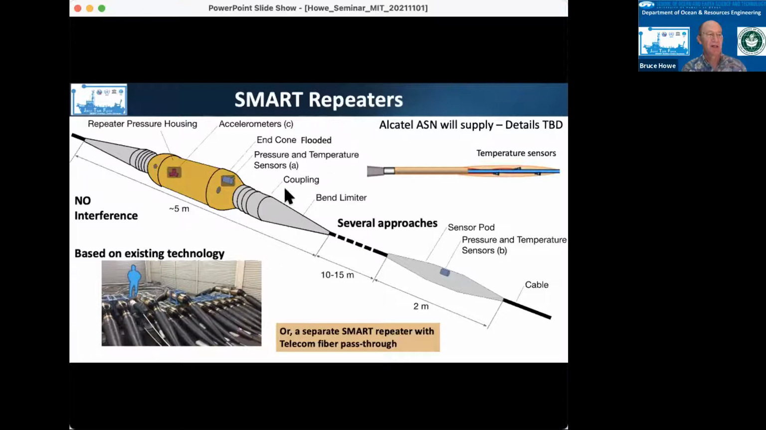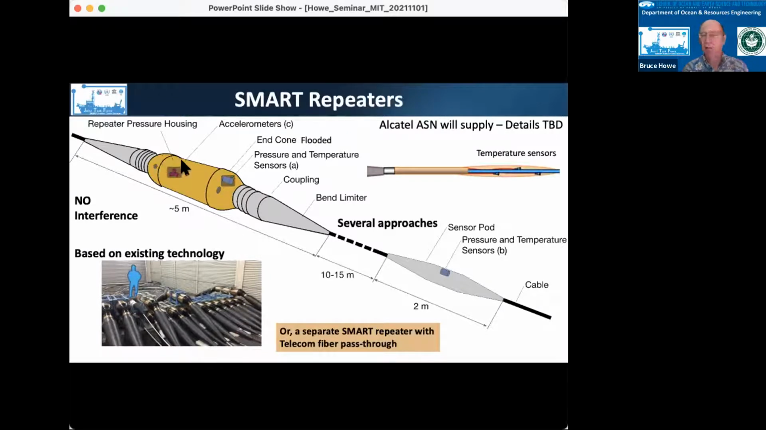So on the top left is a repeater body. You can see a whole bunch of them lined up. I think this was the Brazil to Angola cable system, all stacked up in a warehouse. So that gives a scale for what one of these repeaters is, about a foot diameter by a meter long.